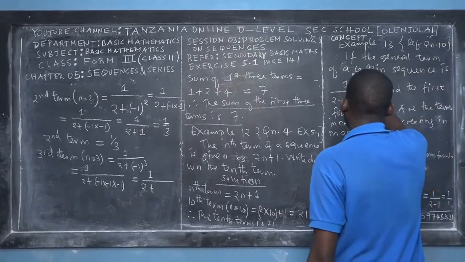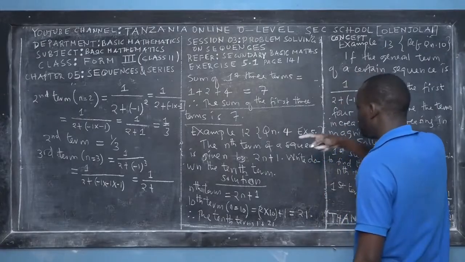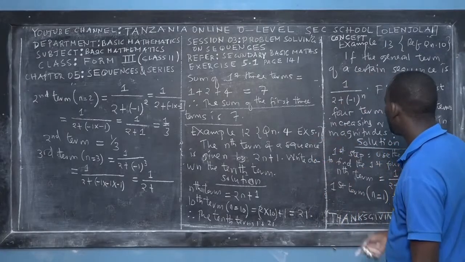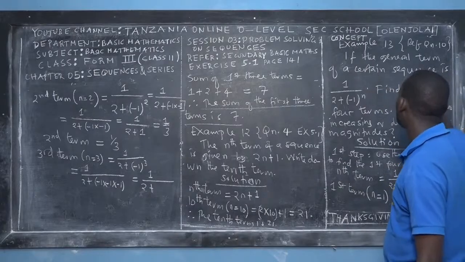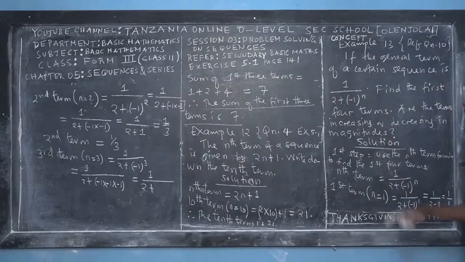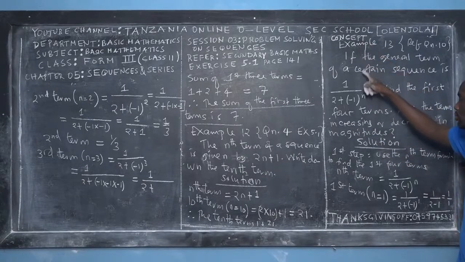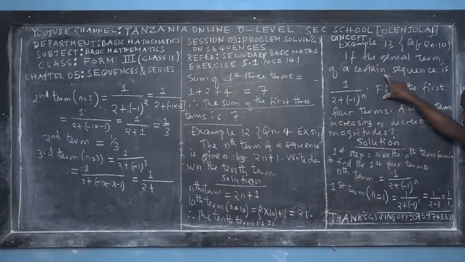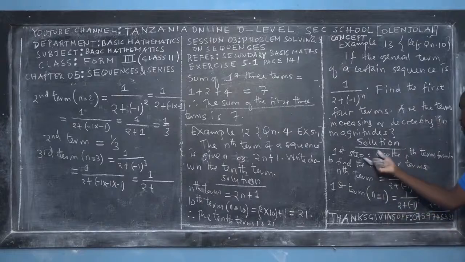So the question asks us, let us read the question. So when we'll be solving, it will be together. If the general term of a certain sequence is 1 over 2 plus negative 1 power n, find the first 4 terms. Are the terms increasing or decreasing in magnitude? I say this question is conceptual because there's a first part and this is the second part. So how can we solve it? The first step, we have to use the given nth term formula to find the first four terms. The nth term is 1 over 2 plus negative 1 power n.